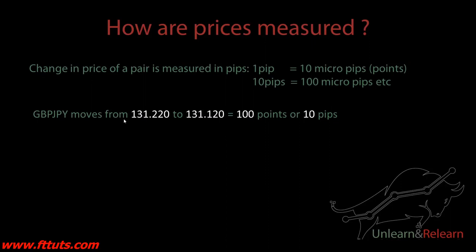But if you had a sell order at 131,220 and price moved to 131,120, now you're going to be in positive 10 pips. Some people are very, very new, so this is very important. This is how you measure pips: you subtract the numbers, you get the 100 points, and then you divide by 10 to get 10 pips.